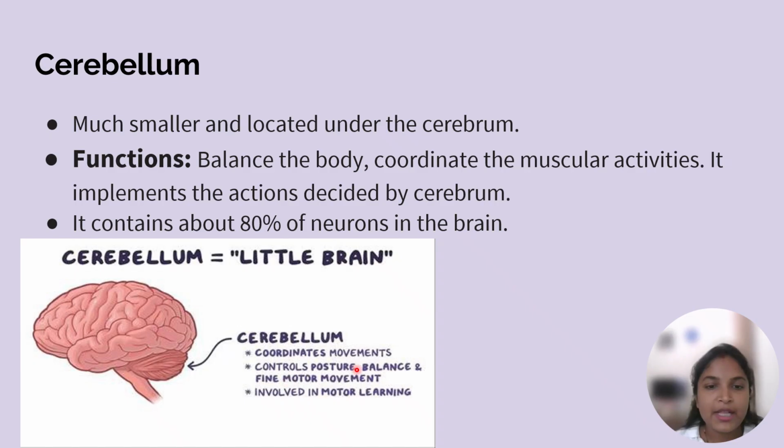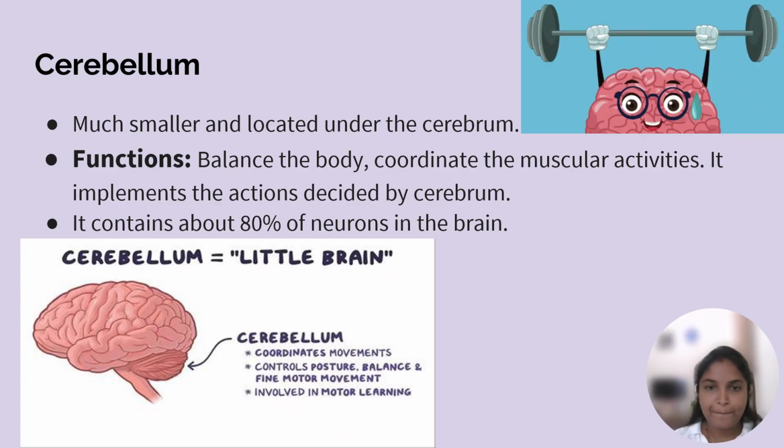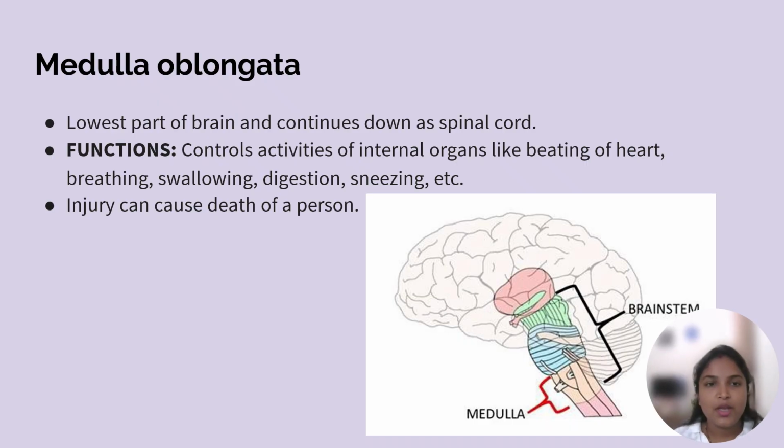It helps in the coordination and balancing of the body. It controls the posture. It is involved in motor learning. Now let's move to the next one, medulla oblongata. The medulla oblongata was the third part of the brain that we saw. It is the lowest part and continues down as the spinal cord.